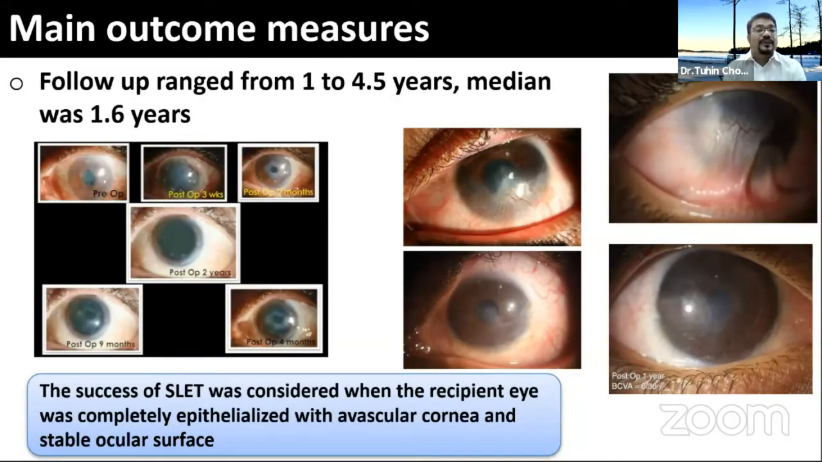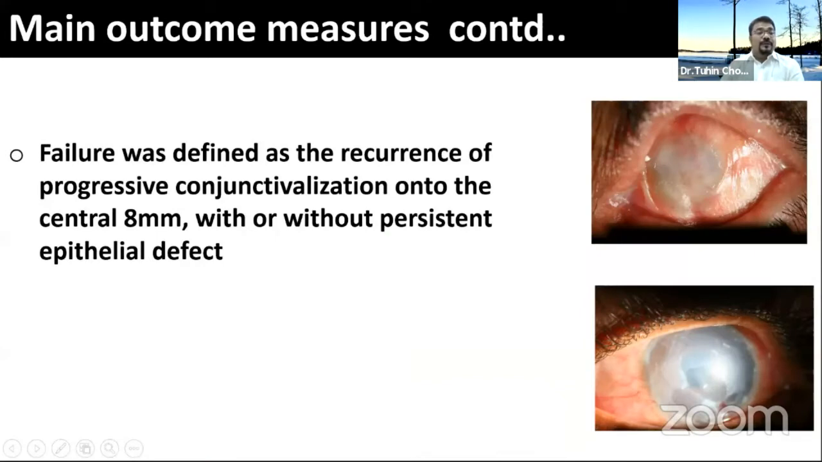The main outcome measures were that follow-up ranged from 1 to 4.5 years with a median of 1.6 years. The success of SLET was considered when the recipient eye was completely epithelialized with an avascular cornea. And failure was defined as the recurrence of progressive conjunctivalization onto the central 8 mm with or without persistent epithelial defect.